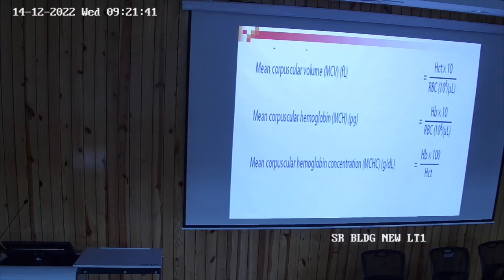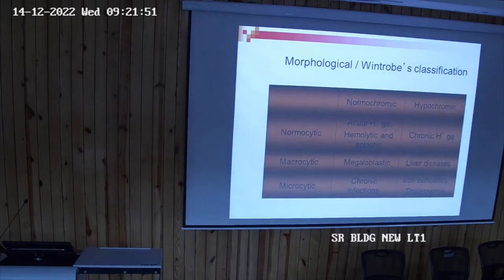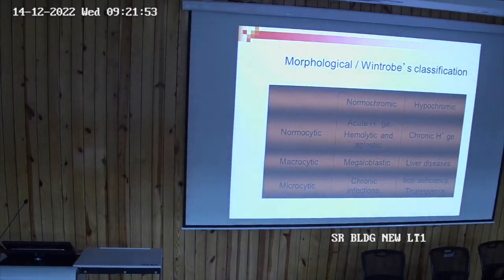Mean corpuscular volume, this is the formula. Mean corpuscular hemoglobin, another formula. MCHC, this is another formula. On the basis of these formulas, we study the morphological classification, and another name for this classification is the Wintrobe classification. So the question may ask, add a note on Wintrobe classification.